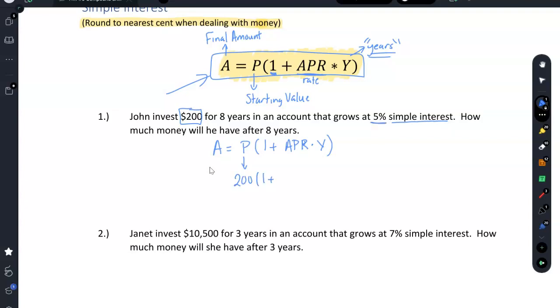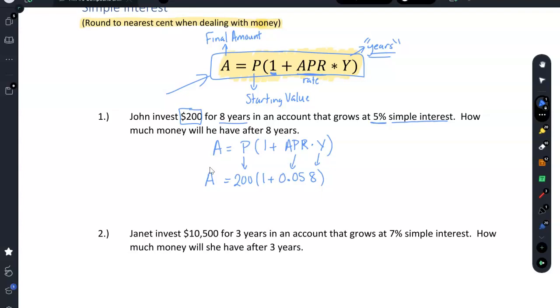The rate was 5%. And if I say 5%, I always have to turn that into a decimal. So that would be 0.05. You can always put a 0 in front of it, so 0.05. And he does this for 8 years. So my years is going to be 8. And that's going to give us our final amount. So I'm going to grab my calculator. And I should note that APR, annual percent rate, is the same thing as the rate whenever we're dealing with simple interest. So for this one, I have 200.